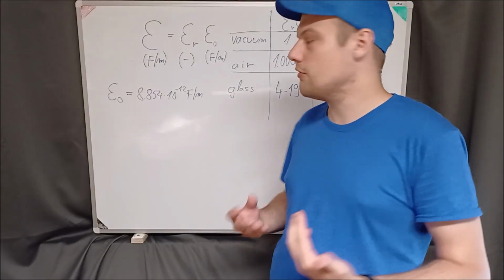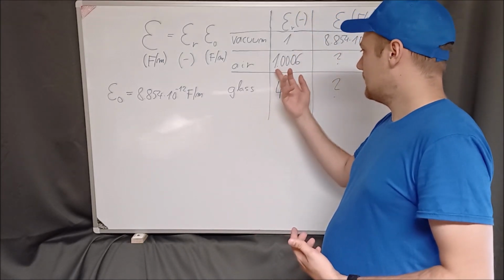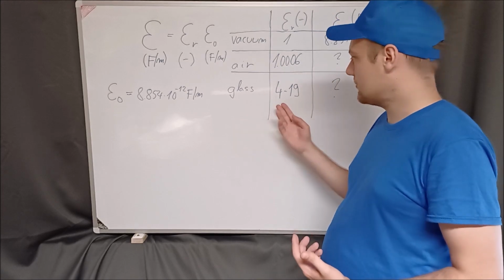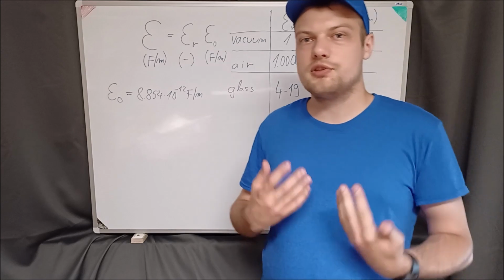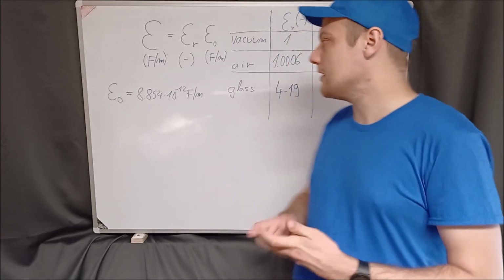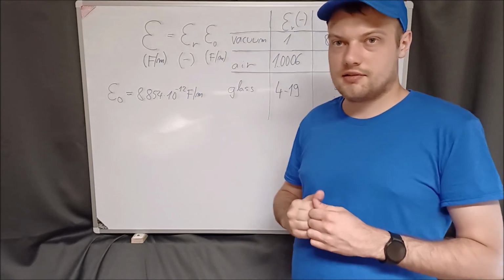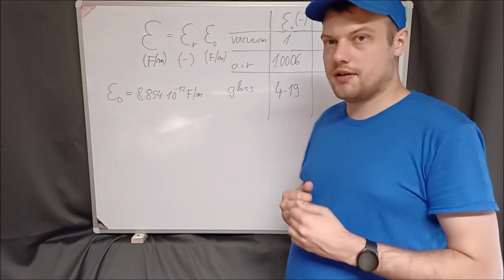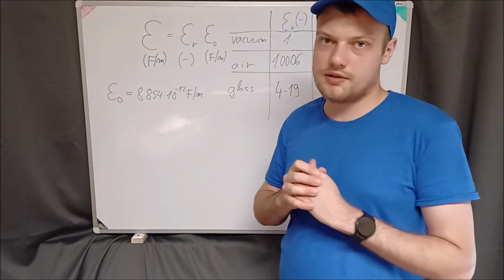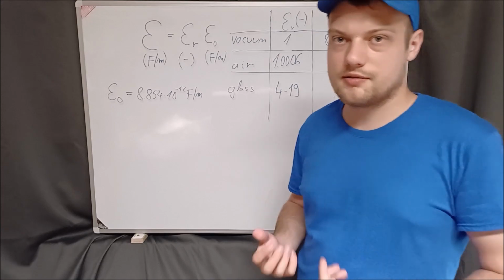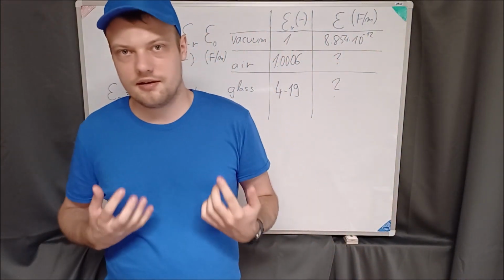Let's see, vacuum has a relative permittivity of 1, air 1.0006, and glass ranges from 4 to 19 depending on the type. The absolute permittivity of vacuum is this very small number, and the rest you calculate by multiplying the relative permittivity times this very small number. Drop your answers in the comments if you are feeling spicy. But yeah, the numbers are tiny.